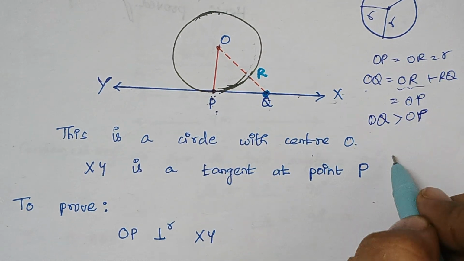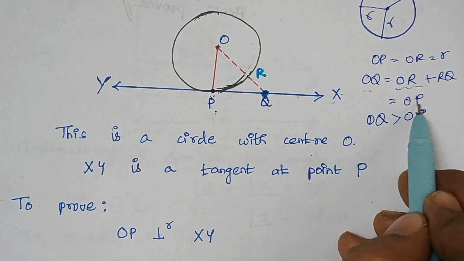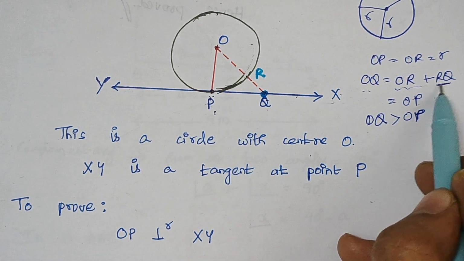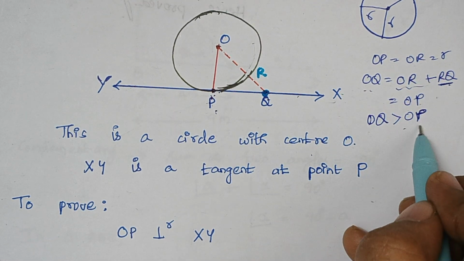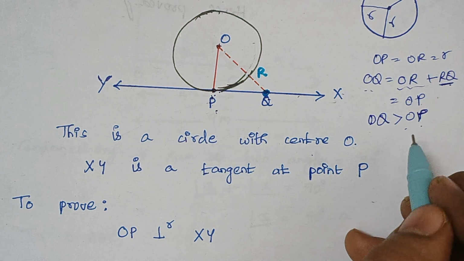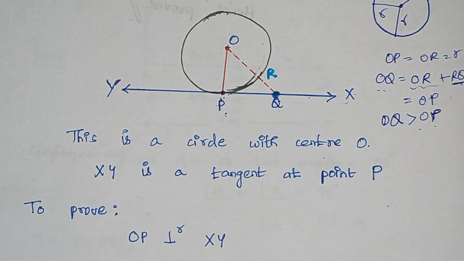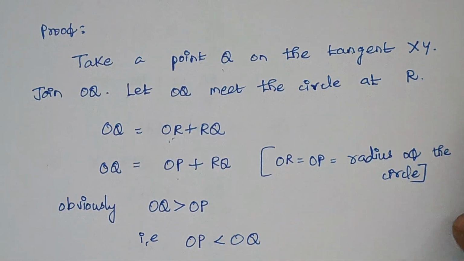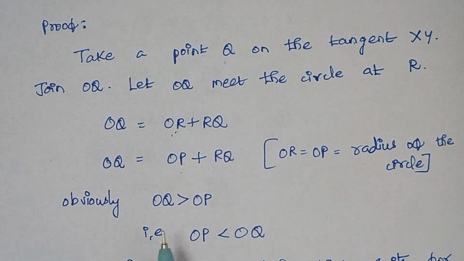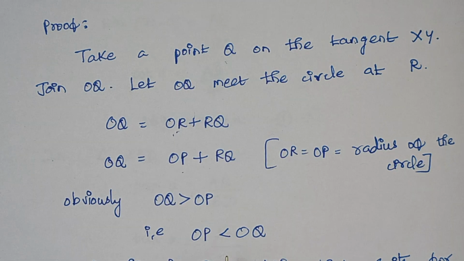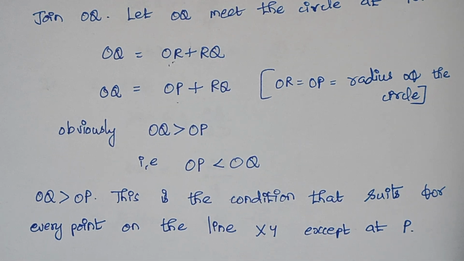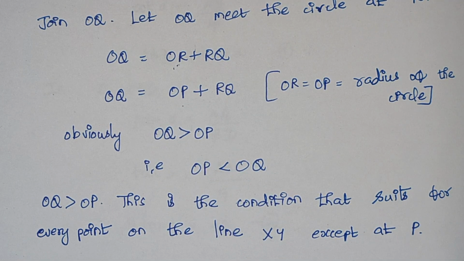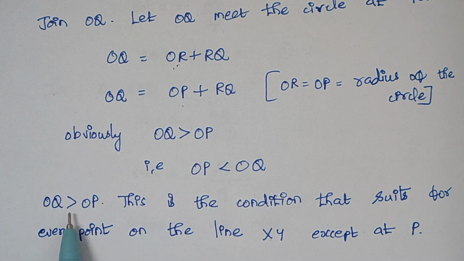Do you agree or not? Because here OQ is equal to OP plus RQ. There is an extra term RQ here. So OQ is always greater than OP, or in other words, OP is less than OQ. Both hold the same meaning. So this is what I had written: OQ is greater than OP, in other words, OP is less than OQ. This is the condition that suits every point on the line XY except at P. That is, the value of OQ is greater than OP.